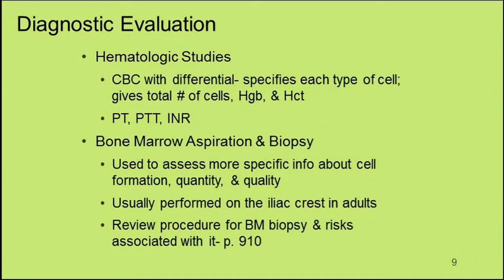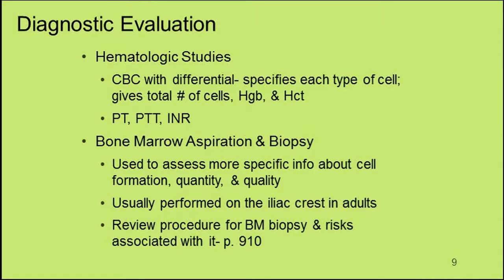A lot of times our patients are asymptomatic with these types of disorders, and a CBC or the PT-INR is the only way that we know that there's a problem. So our CBC with a differential, meaning that it specifies each particular type of cell, is going to give us the total number of cells, eosinophils, basophils, neutrophils, hemoglobin, hematocrit, platelets, and the total number of each specific type of cell individually, and that's called a differential.